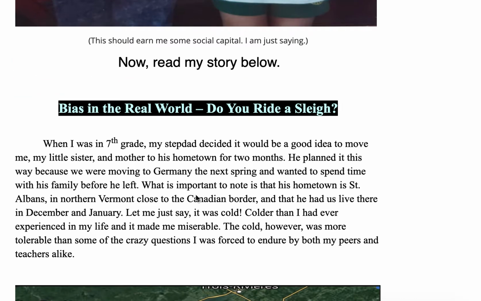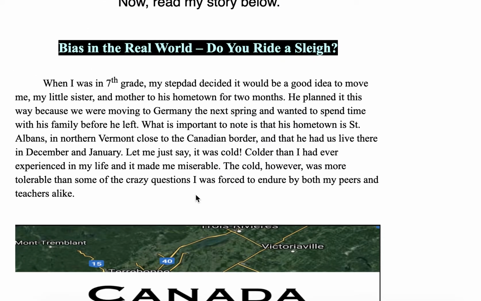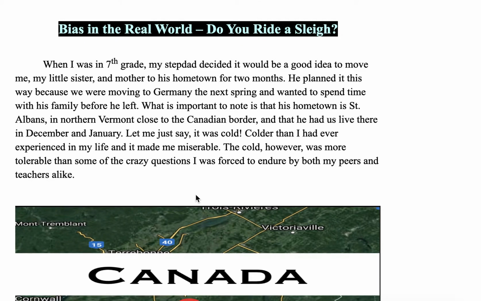So it's bias in the real world. Do you ride a sleigh? So when I was in 7th grade, my stepdad decided it would be a good idea to move me, my little sister, and mother to his hometown for 2 months. He planned it this way because we were moving to Germany the next spring and wanted to spend time with his family before he left.